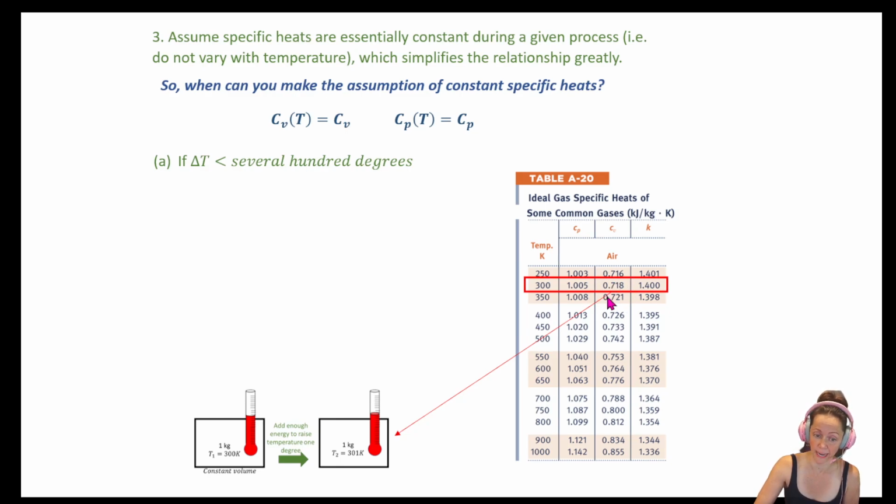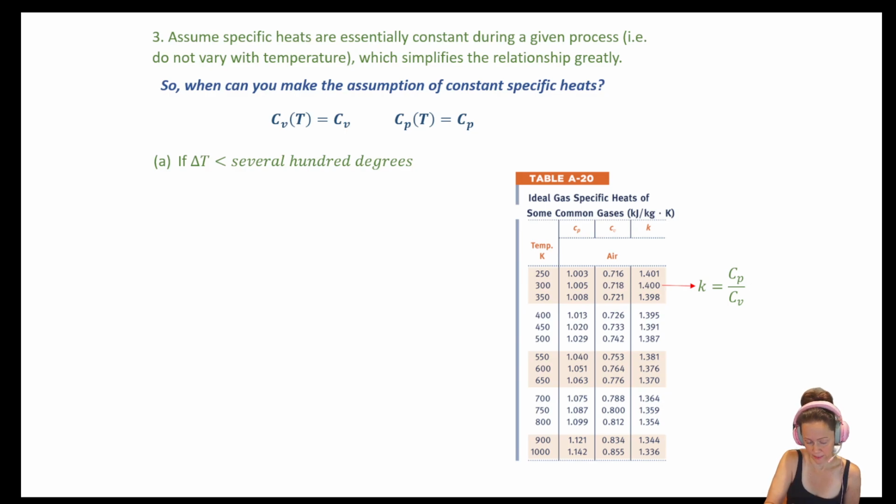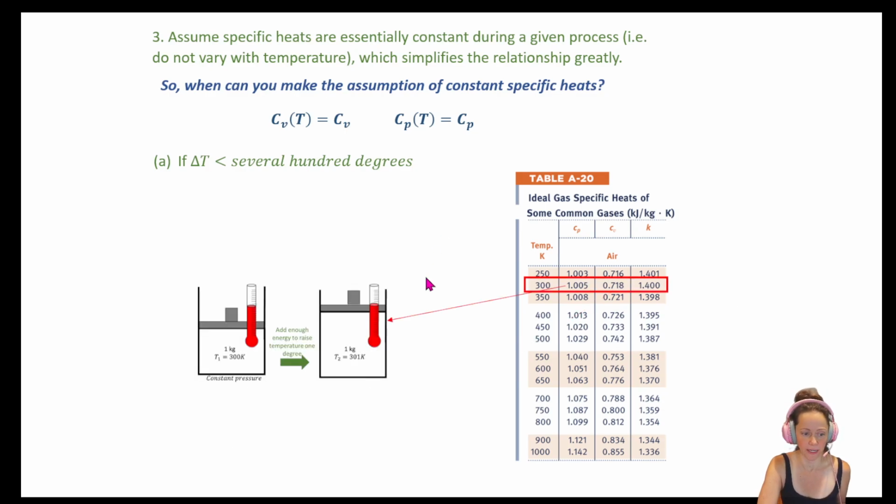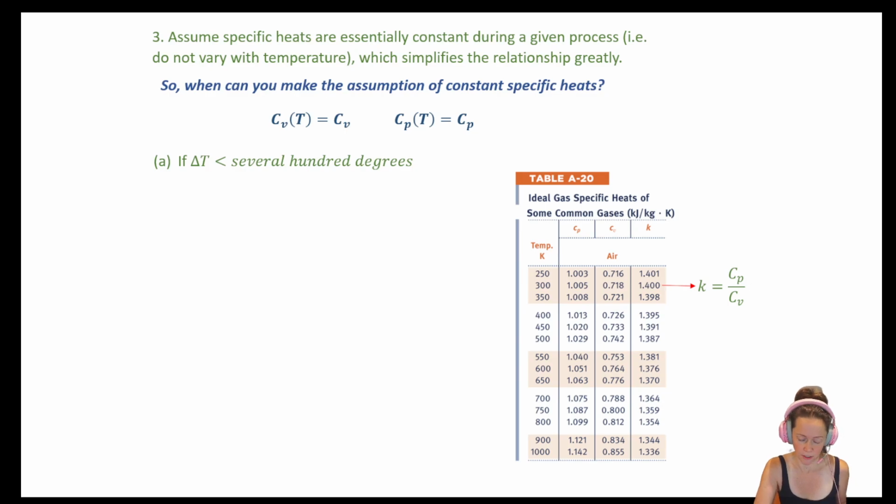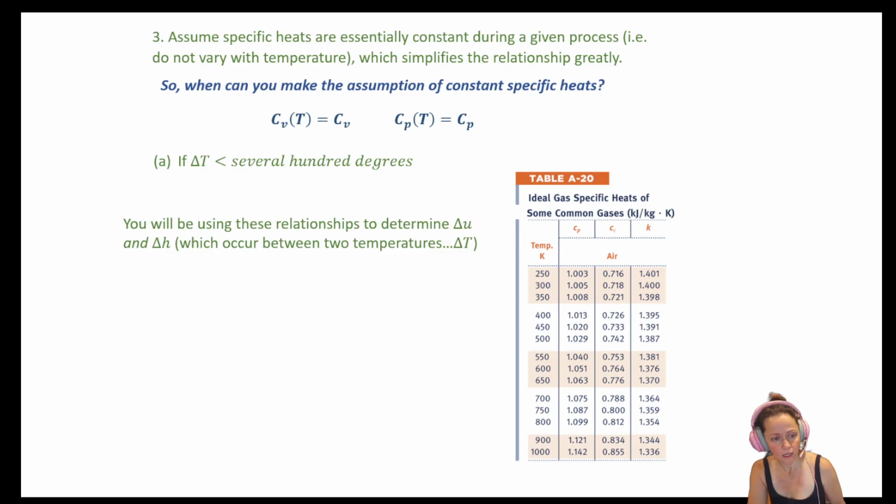This is the amount of energy that you would have to add to get it to go from 300 to 301 Kelvin. And that last column k is the ratio between those two values. It's CP over CV. You'll notice that it's always greater than 1 for an ideal gas because the CP value is always going to be bigger. As you add heat during a constant pressure process, as it expands, it's going to naturally want to cool off, and so you end up having to add more heat to increase that temperature by one degree.